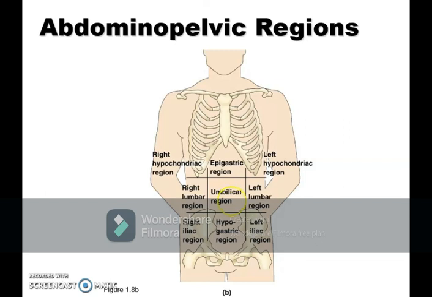Next we have the inguinal regions, the two right and left regions near the groin, which is the area where the two legs join the trunk of the body. Here we have the right iliac and the left iliac region, or the inguinal. The last one is the hypogastric region, which is the lower middle region below the umbilical region.